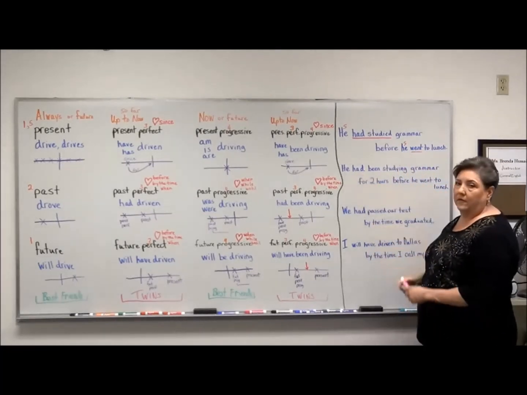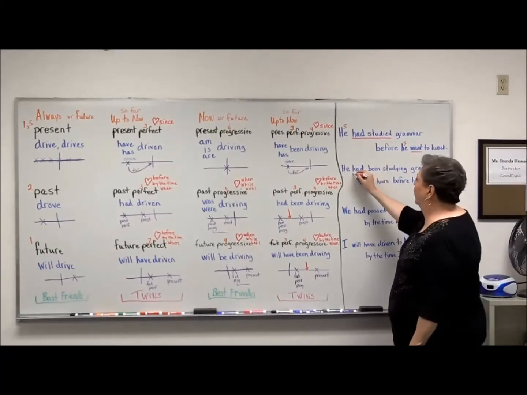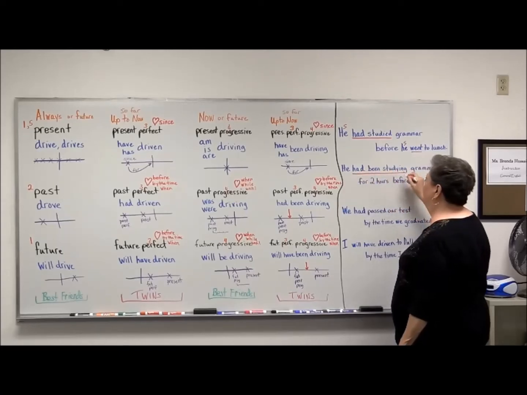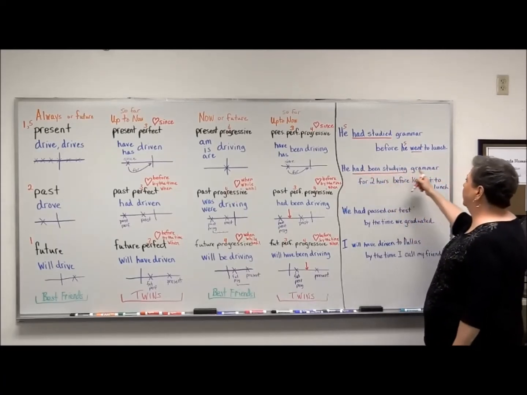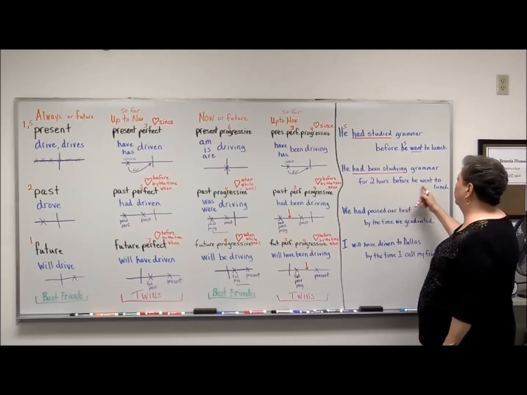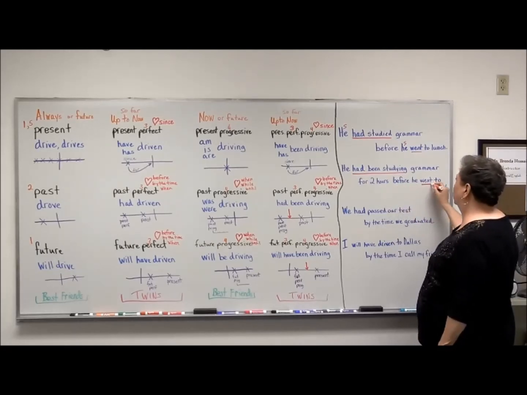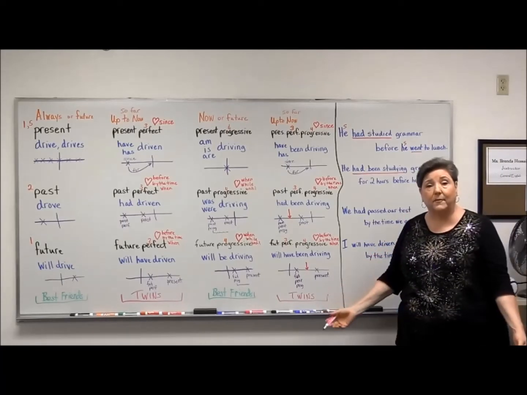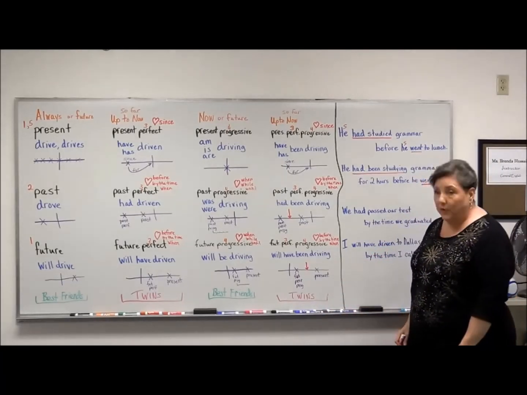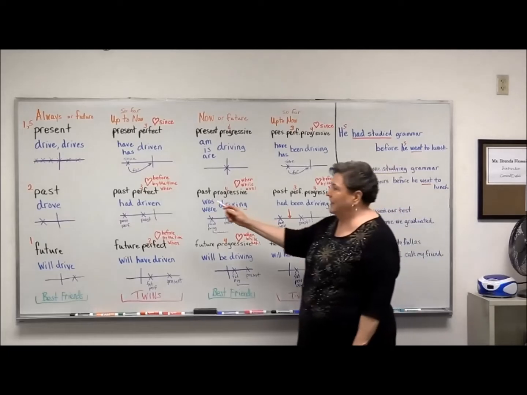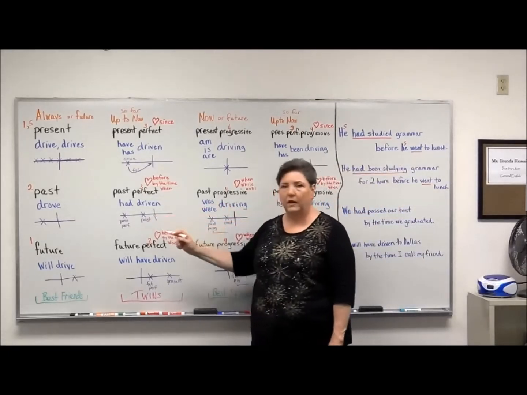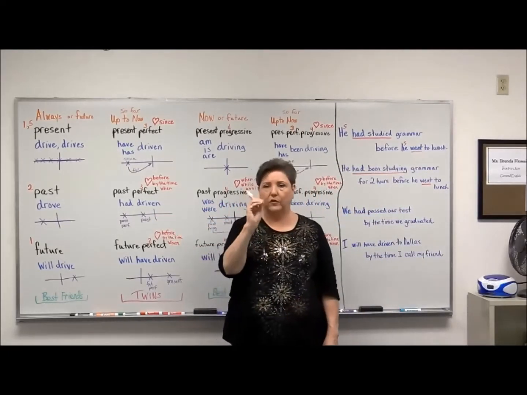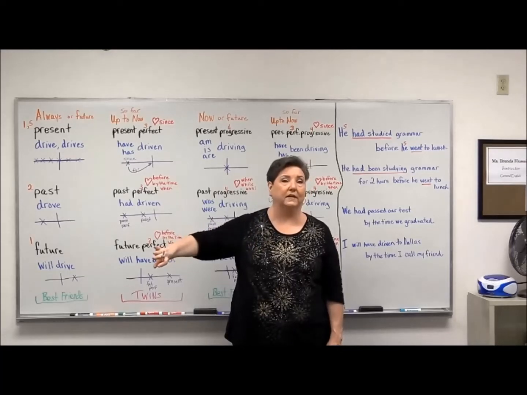You see the verb? That's the twin. He had been studying grammar for 2 hours before he went to lunch. There's the second one. It's the same action, right? It's exactly the same action. They're twins. So when I say it here, when I say it in perfect, I'm focusing on done, completed.